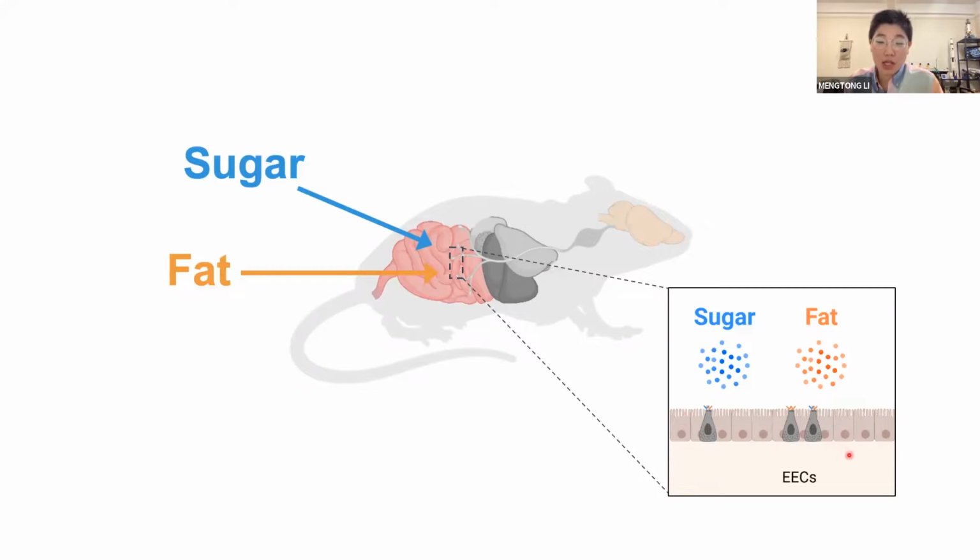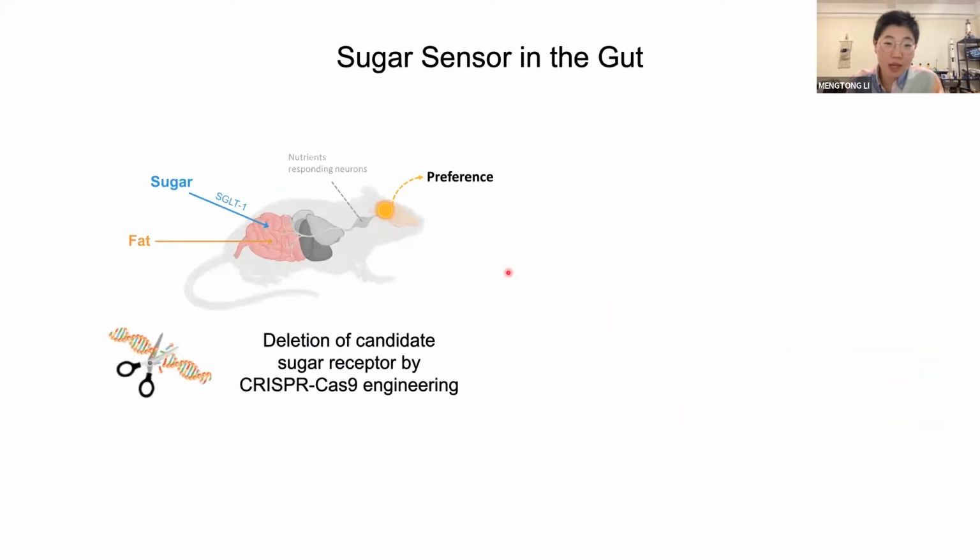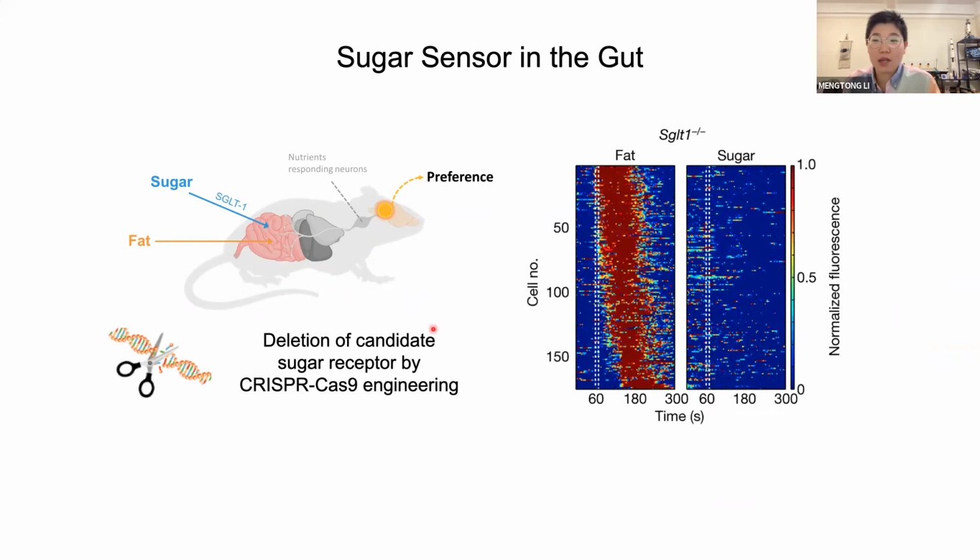Our pharmacological experiments have previously demonstrated that the sodium glucose linked transporter 1 functions as a gut receptor that recognizes glucose. So now we extend the specificity of these findings by generating the SGLT1 knockout mice and examining their vagal responses to intestinal stimulation with sugar and fat. These heat maps show that all the vagal responses to sugar are abolished in these mice. By contrast, the responses to fat stimuli remain unaffected.